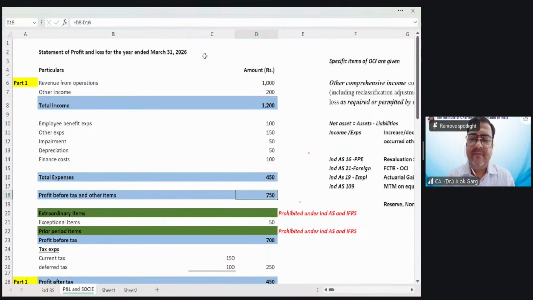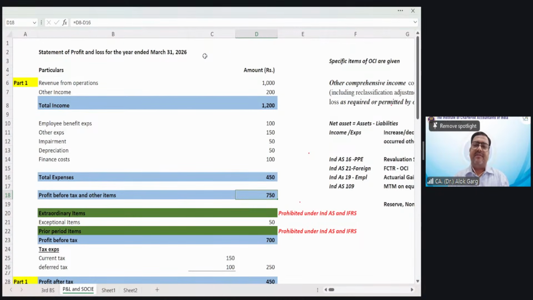Friends, I believe you guys have seen this kind of P&L. You guys have prepared this kind of P&L. The revenue is there, or other income is there, total income is there. Then there are certain expenses. Then there are total expenses. Then there are profit before tax and other items also, right?